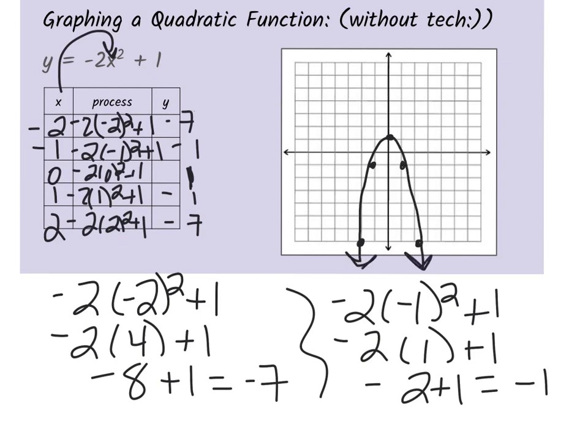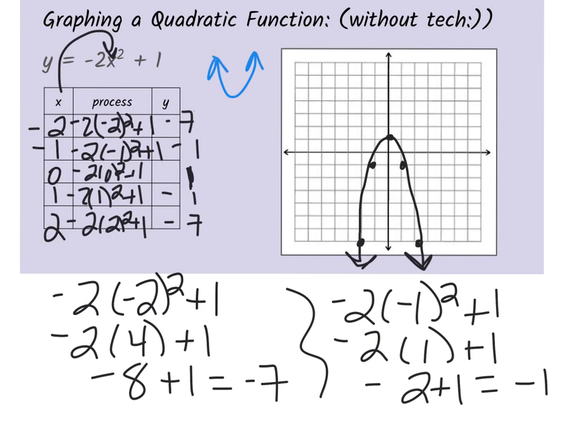Okay, so how is it the same? How is it different from the previous one? So I'll give you a minute. Think about it. Pause the video. So probably would say the first one looked like this. The parent function was like this. And this one's upside down.